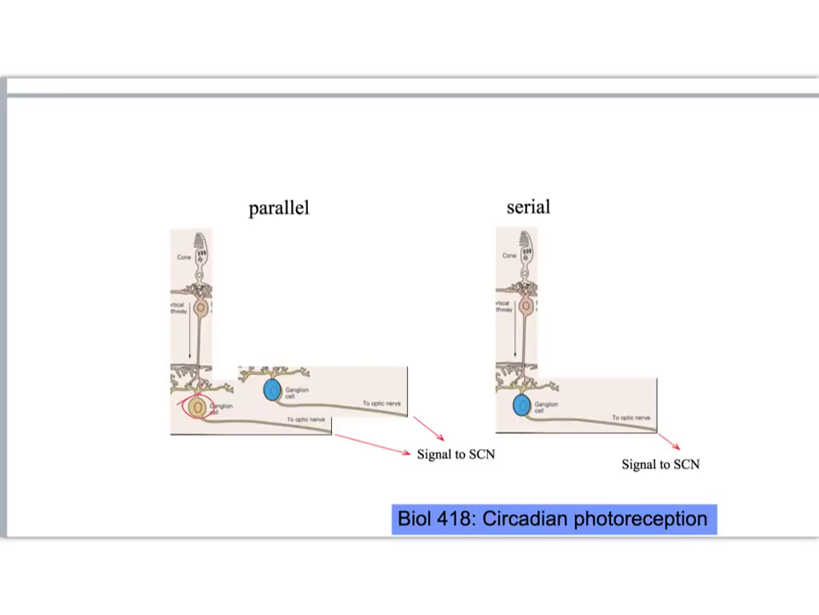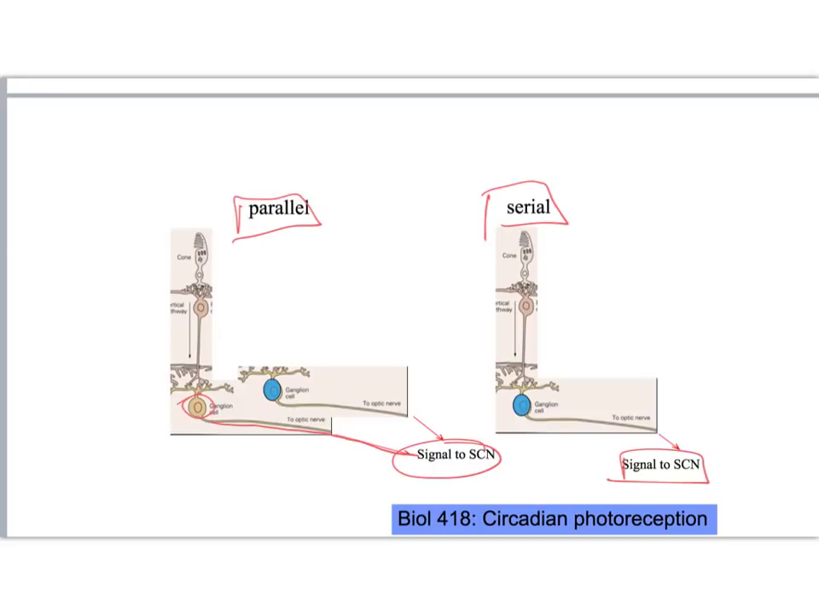So in the parallel hypothesis, what we hypothesize is that rods and cones send the light information to the SCN via cells that do not contain melanopsin. In the serial hypothesis, what we say is that all the information from rods and cones reaches the SCN through retinal ganglion cells, there's no other way, but that do have melanopsin.